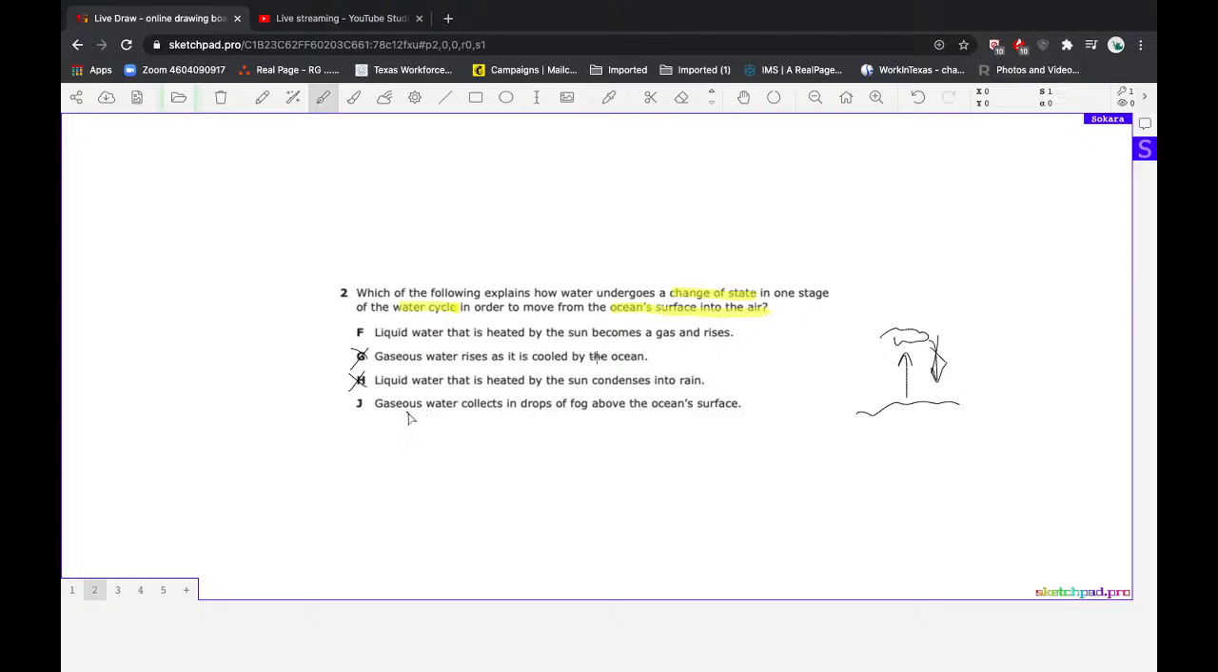Option choice J. Gaseous water collects in drops of fog above the ocean surface. This is actually describing the condensation that we displayed in this diagram right here. That's like the fog, collecting in drops of fog above the ocean surface. But that is not going from the ocean into the air. Going from the ocean into the air is called evaporation, which is when liquid is heated. So the correct answer is option F.